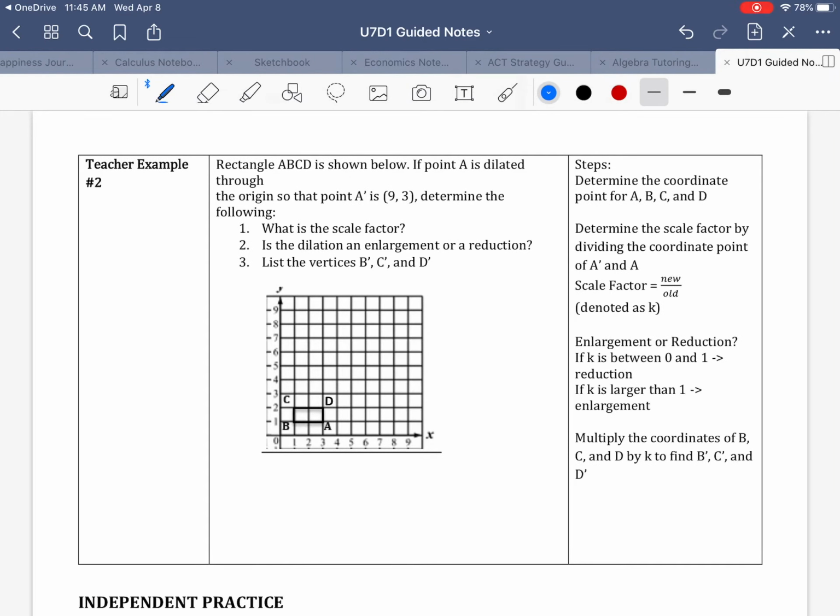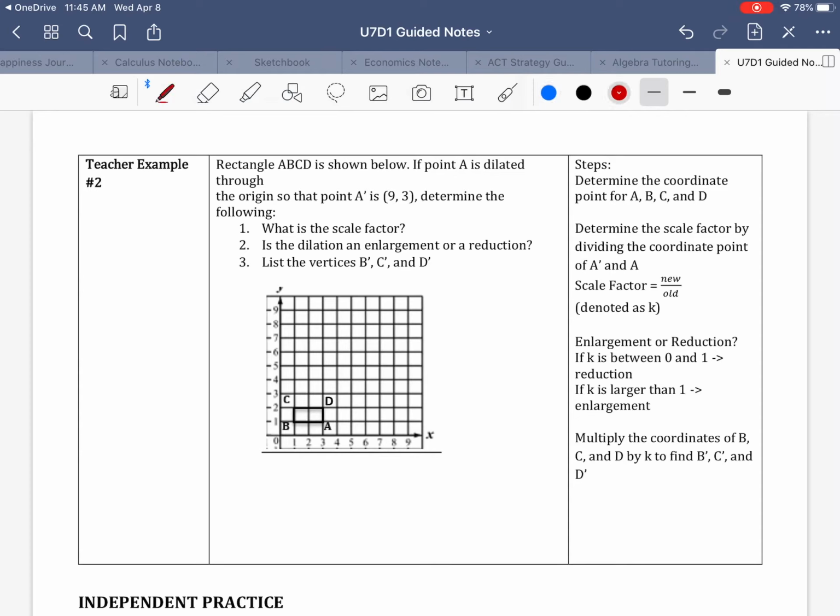Here's a teacher example. Rectangle ABCD is shown below. If point A is dilated through the origin, and all of the problems that we're doing in geometry will be dilated through the origin, so that point A prime is at 9, 3. Determine the following. What is the scale factor? Is it an enlargement or reduction? And list the vertices for B prime, C prime, and D prime.